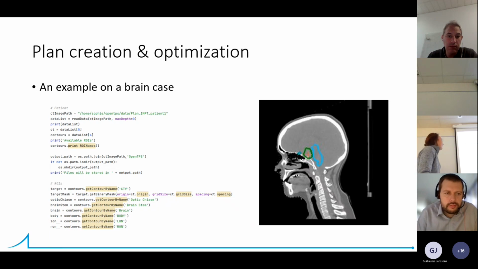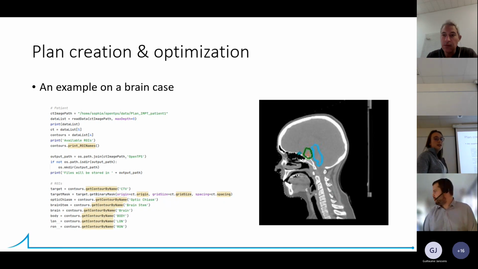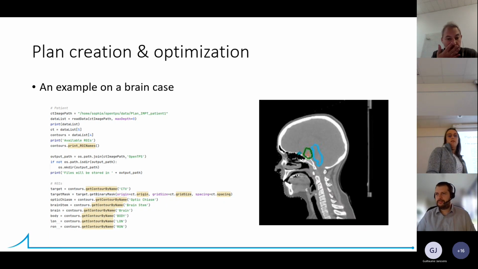So I have this brain case. The first thing to do in our script is to import the CT image and the RT struct, right? So this is what I'm doing. I specify the CT image path. Then I read the data at this path. I extract the CT and contours, and then I extract the ROIs that are interesting to me: CTV, optic chiasm in this case, brainstem, brain, and so on.